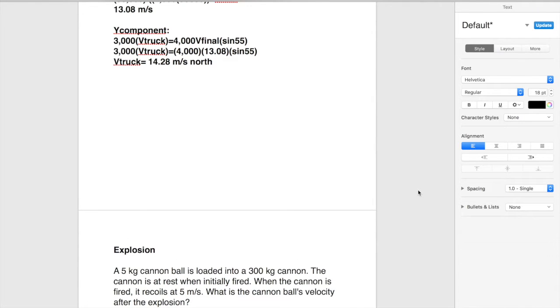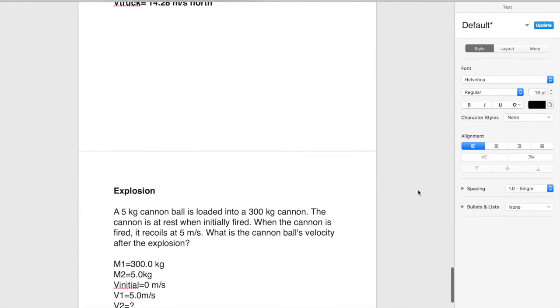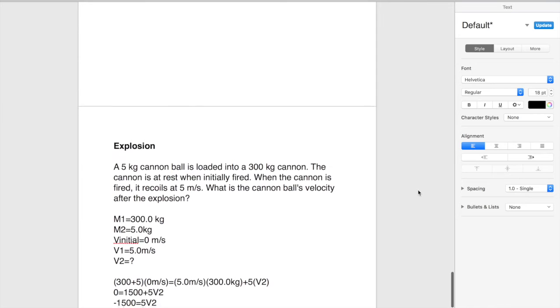We have a 5-kilogram cannonball loaded into a 300-kilogram cannon. The cannon is at rest when initially fired. When the cannon is fired, it recoils at 5 meters per second. What is the cannonball's velocity after the explosion? So we know the equation is set to be that (m1 + m2) times v is equal to m1 v1 plus m2 v2.